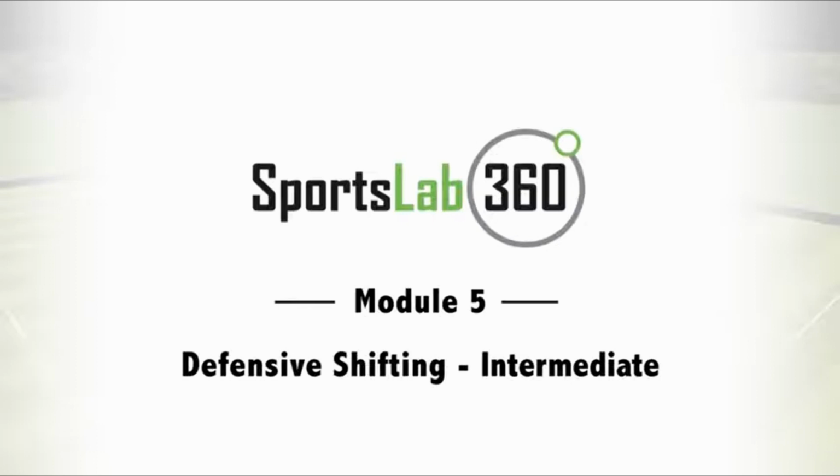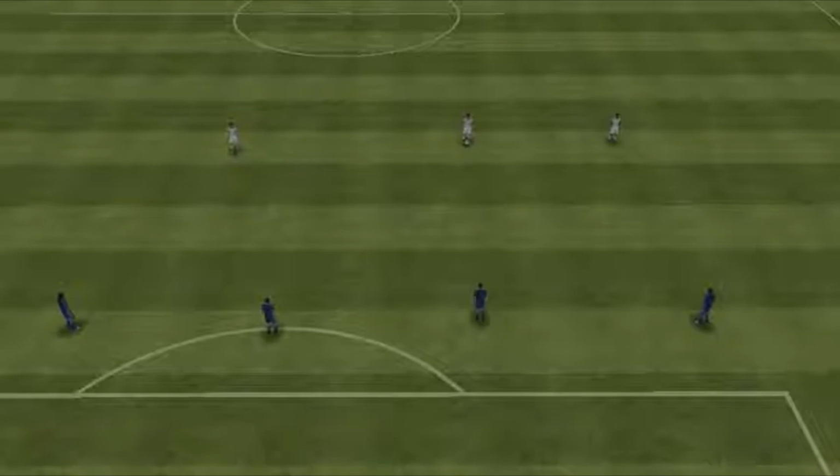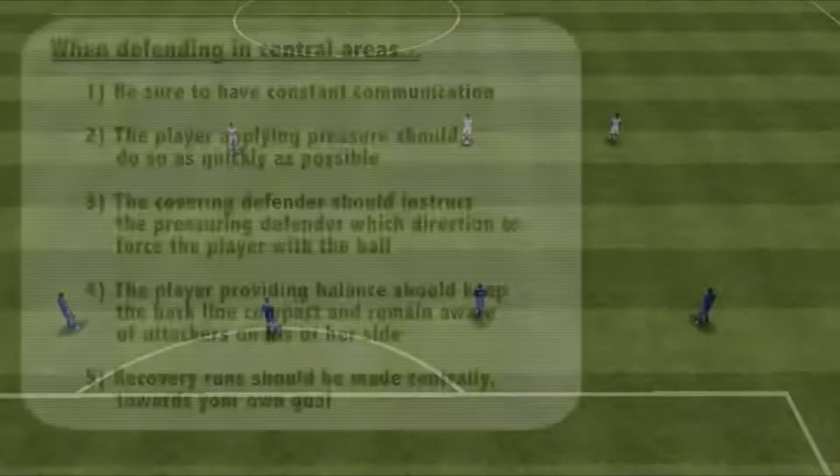Welcome to Module 5, Defensive Shifting, Intermediate. This module will apply the pressure, cover, balance model to scenarios in which the ball is centrally located, teaching defenders how to properly step and drop off at different moments. While positioning varies depending on the formation your team plays, defenders can all use a similar framework, shown here.